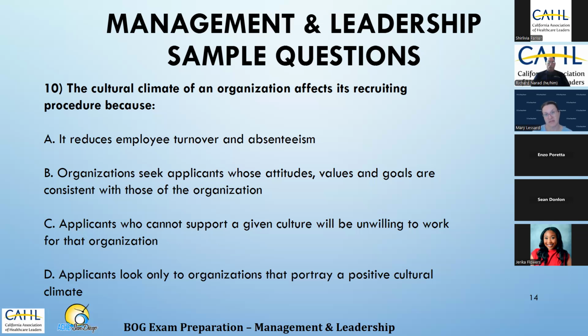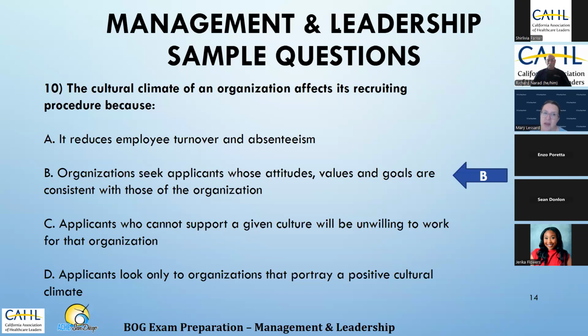Affects its recruiting is not improves its recruiting. Right. Effects could be positive or negative too in reading the question. Let's see what they come up with. It's B. It is B. Yeah, and I definitely see your point as far as consistent.